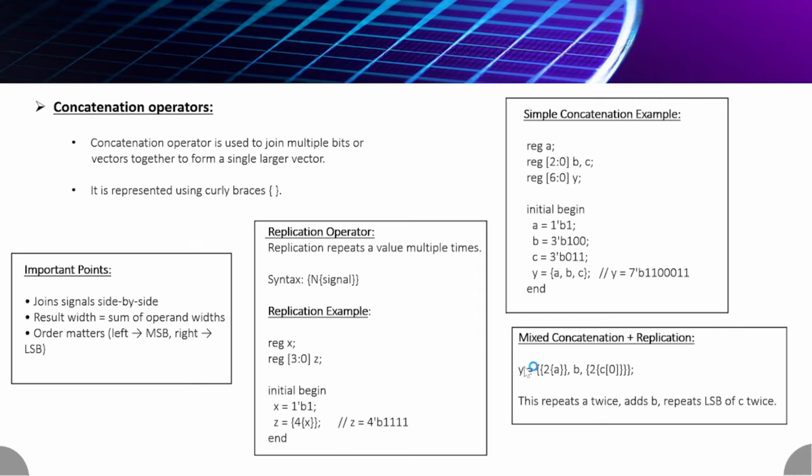We can also use mixed concatenation and replication. In this example, we repeat A twice, then add B, and then repeat the least significant bit of C twice. So concatenation operators are very useful in bus formation, data packing and bit manipulation. They help us write clean and efficient Verilog code.